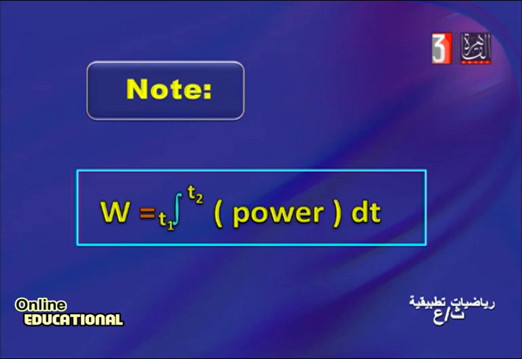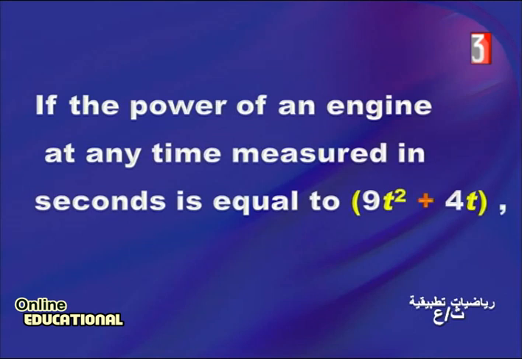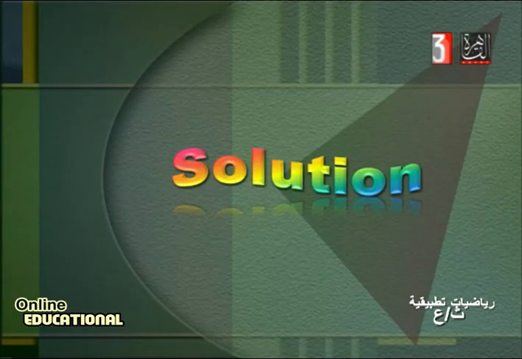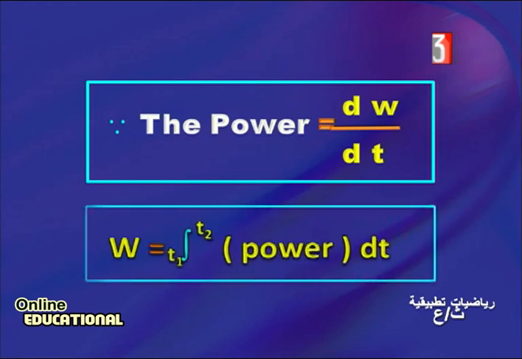Example: if the power of an engine at any time measured in second is equal to 9t² plus 4t, find the work done by the engine during the first 3 seconds, then find the work done during the 4th second. We know that the power is the rate of change of the work with respect to time. The power equals dW/dt, then the work W equals the definite integral of the power from t1 to t2 with respect to the time t.